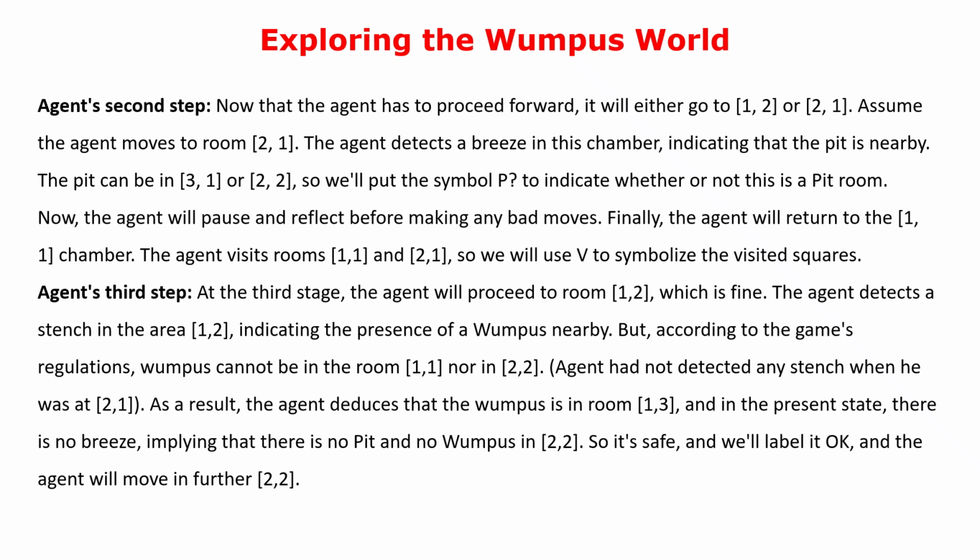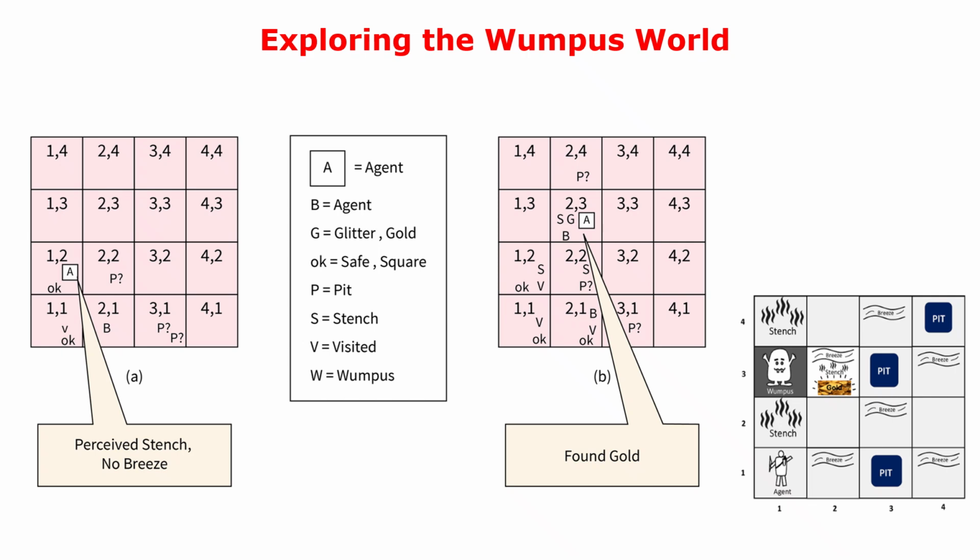So you can identify 1 cross 1, 1 cross 2, 2 cross 1, and finally 2 cross 2, which will be okay and is already visited. So the agent is safe and can be labeled and represented as OK, and the agent can further move from the position 2 comma 1 to 2 comma 2. So this will be the fourth step. And looking at this diagram, this is the last step.